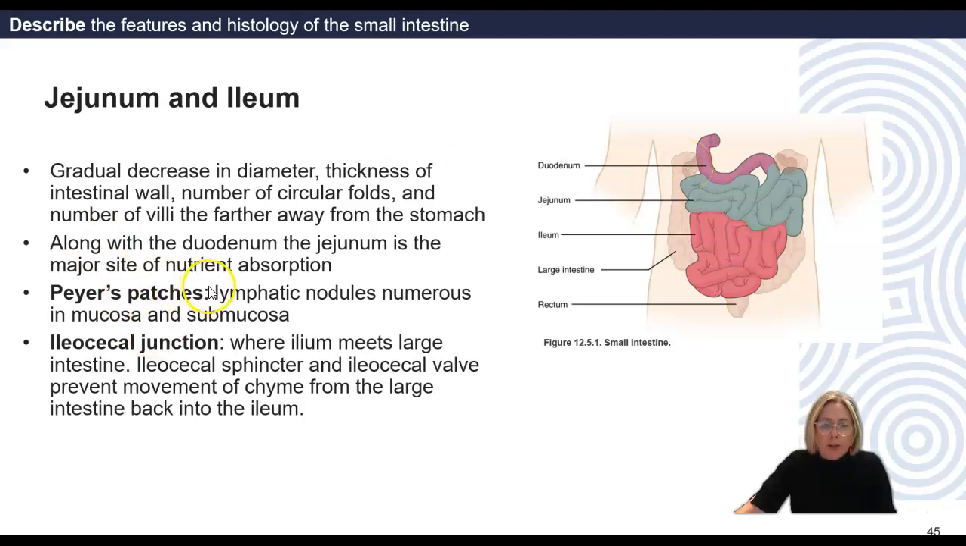I've mentioned these Peyer's patches. And the ileocecal junction is where the ileum meets the large intestine. The ileocecal sphincter and the ileocecal valve prevent movement of chyme from the large intestine back into the ileum. When this ileocecal sphincter relaxes, it allows the chyme to move on into the large intestine. When it's contracted, it prevents movement of chyme from the large intestine back into the ileum.